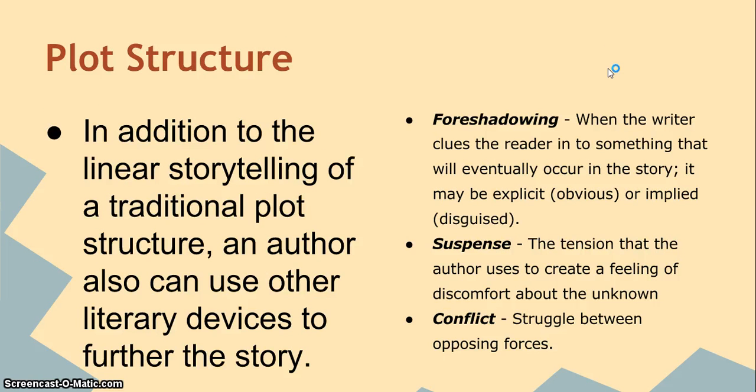As we continue, in addition to the linear storytelling in a traditional plot structure, an author can also use literary devices to further the story, such things like foreshadowing, when the writer clues the reader into something that will eventually occur. It could be explicit, which means obvious, or implied, which is disguised. They could also include writing in some scenes with suspense, which is the tension that the author uses to create a feeling of discomfort about the unknown.